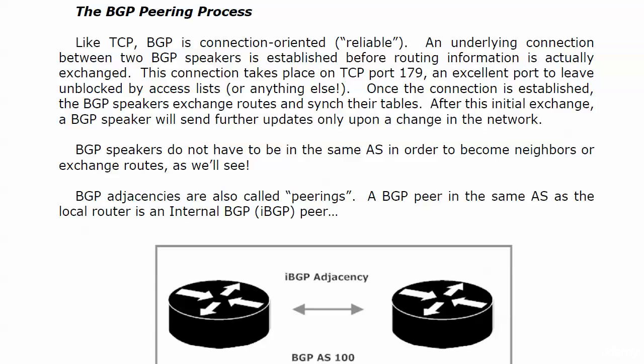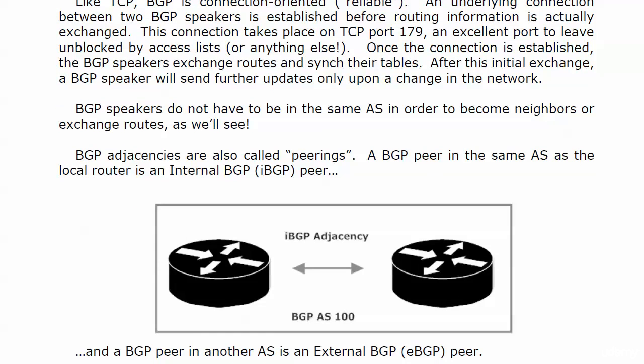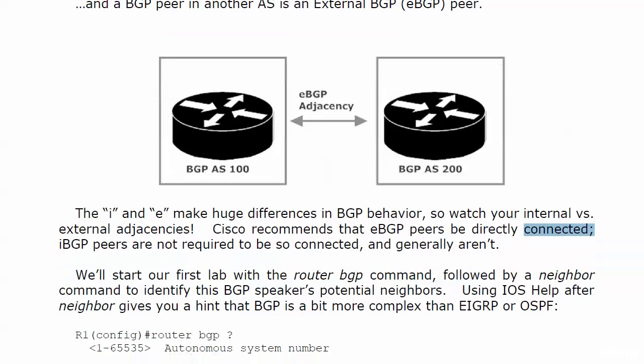We have two different kinds of peerings, and this is what you've got to watch. Our adjacencies, we can have an internal peering or an external. Now a BGP peer in the same AS as the local router is an internal BGP peer, just like we see here on the board. Both routers are in AS 100. That's an iBGP adjacency. And a BGP peer in another AS is an external peer. Makes perfect sense, nothing difficult there at all.